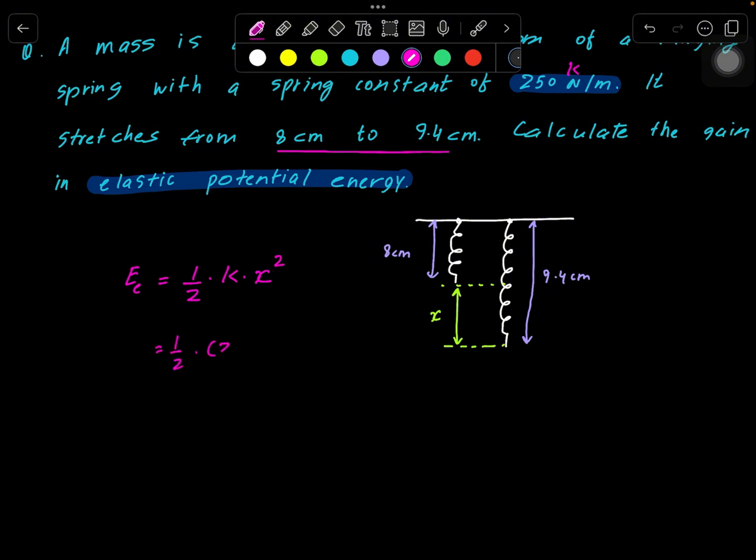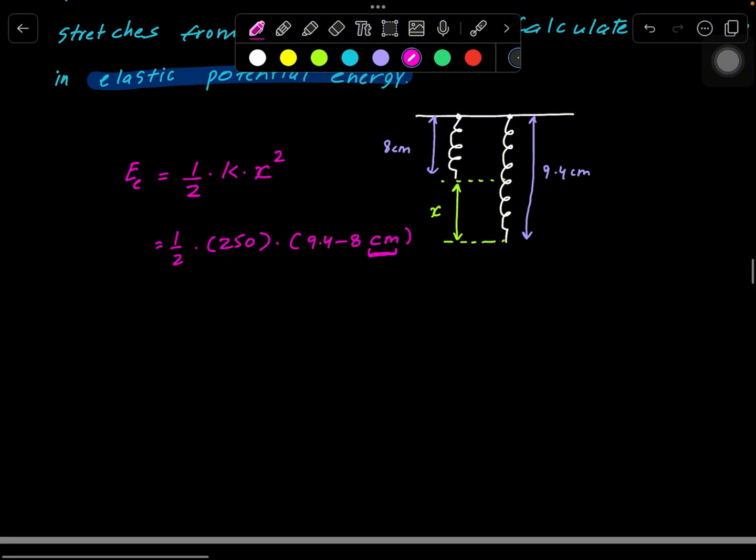Half k is 250 newtons per meter, and x is 9.4 minus 8 centimeters. Half into 250 into, now 9.4 minus 8 is 1.4, but it's in centimeters. We want meters, remember? The unit here should be meters. So I'm going to convert centimeters into meters.